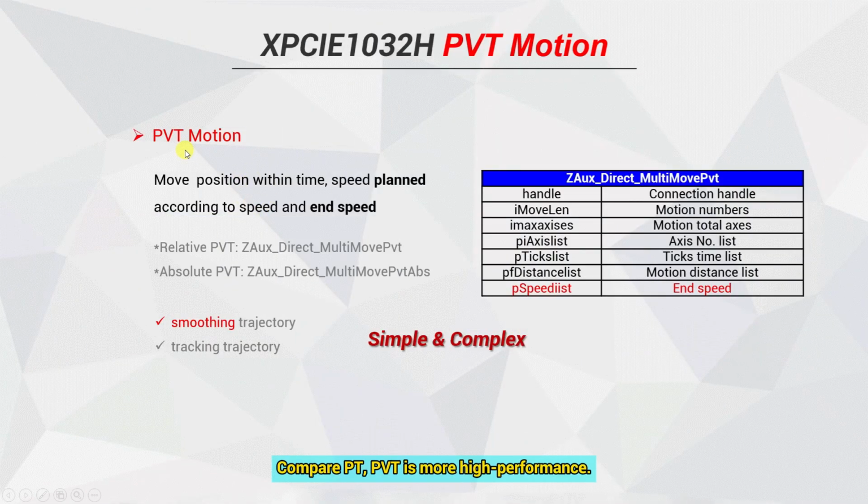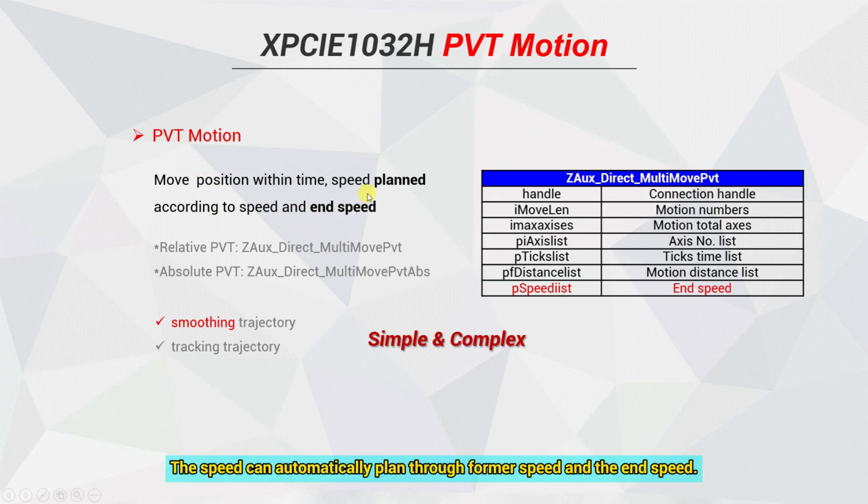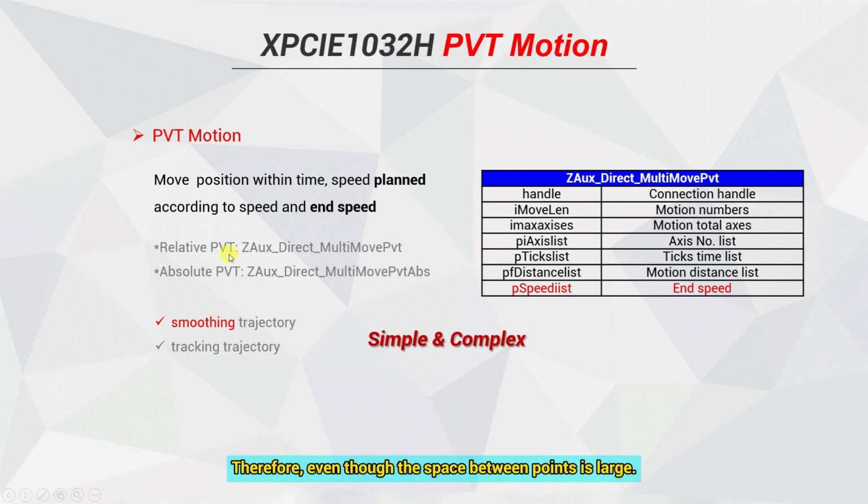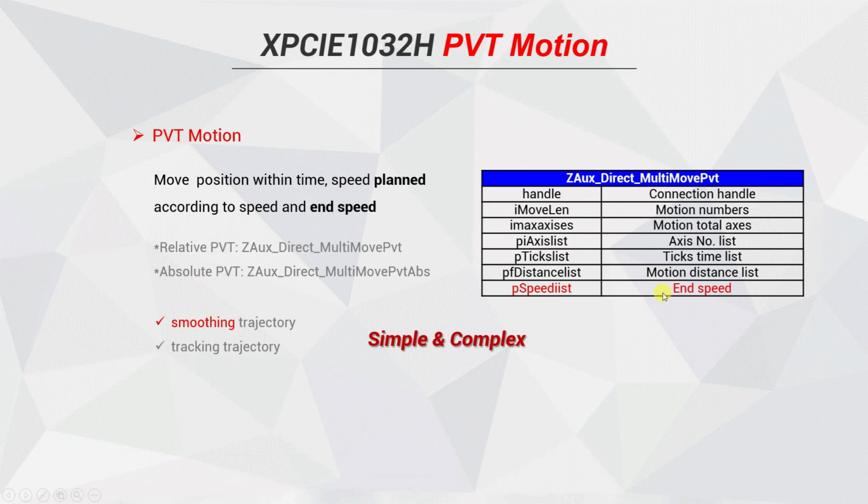Compared with PT, PVT is higher performance, because it can specify the end speed. The speed can be planned automatically through the former speed and the end speed. That is, this parameter. Therefore, even though the space between points is large, it can still process that. PT cannot do that. Also, relative or absolute motion are supported.